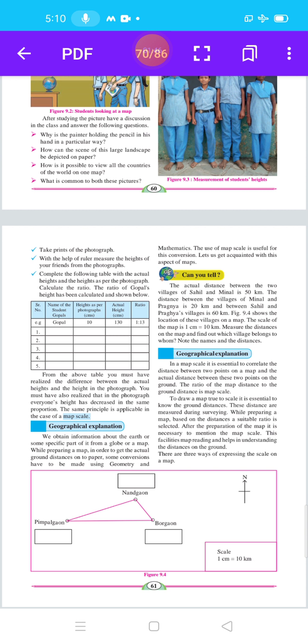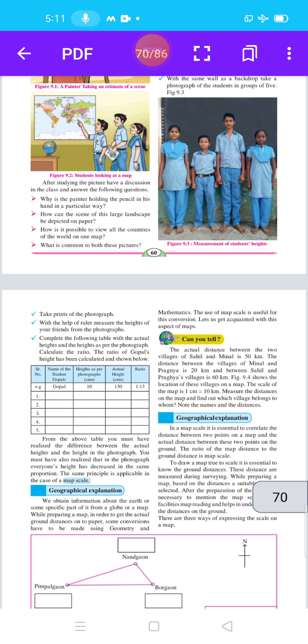The student's name is Gopal. Gopal's height as per the photograph is 10 centimeters. The actual height of Gopal is 130 centimeters, and in the photograph the height is 10 centimeters. The ratio between these two heights, the ratio of Gopal's height, is 1.30. In this way we completed the example of Gopal.